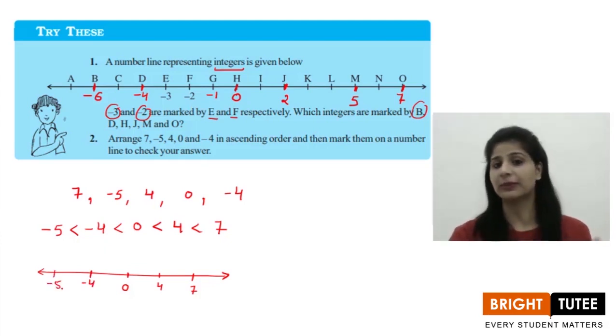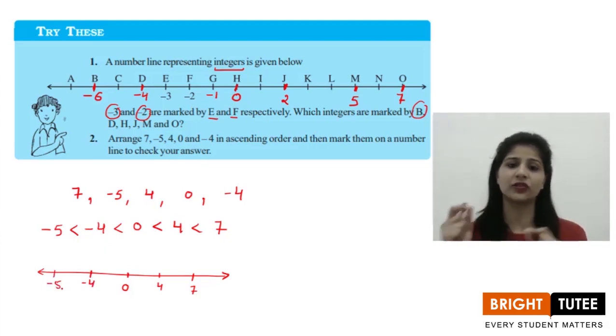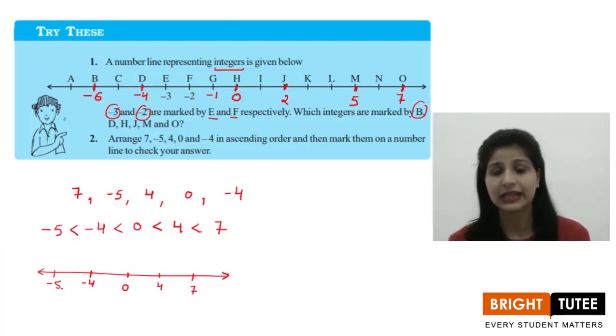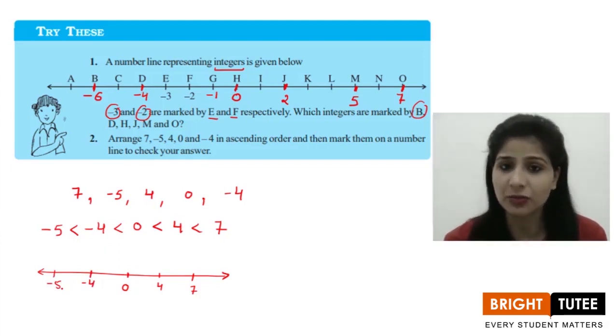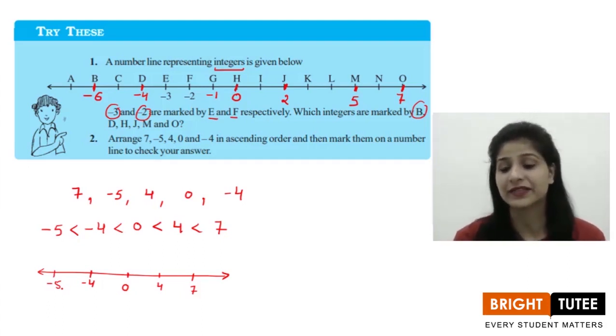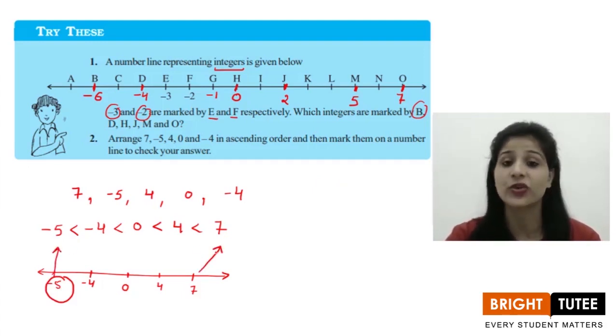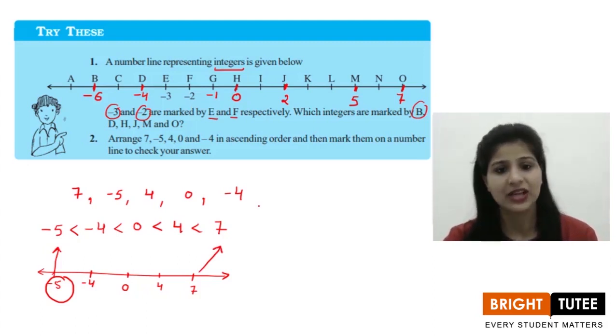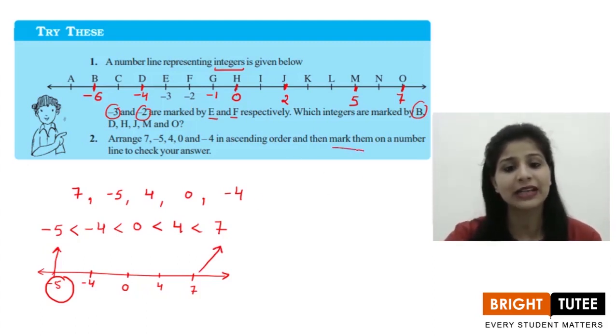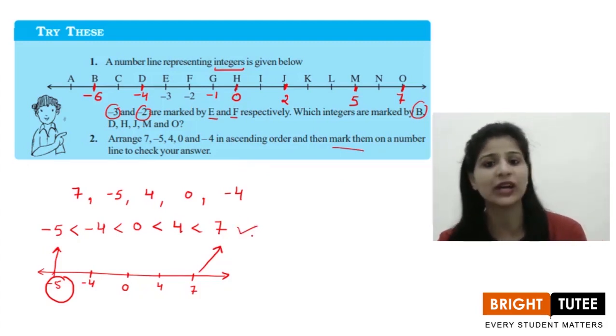So if we see on the number line also, if you do 0, 1, 2, 3, 4 up to 7 and 0, minus 1, minus 2, minus 3 like this, then also we will observe that minus 5 is on the leftmost side, which shows this is the smallest one, and 7 is on the rightmost side, which shows 7 is the greatest one. So yes, we have marked them on the number line to check your answer, and we have done it correctly. Let's move ahead.